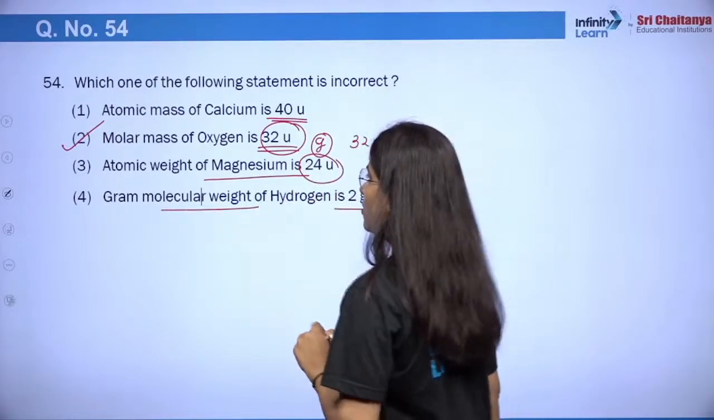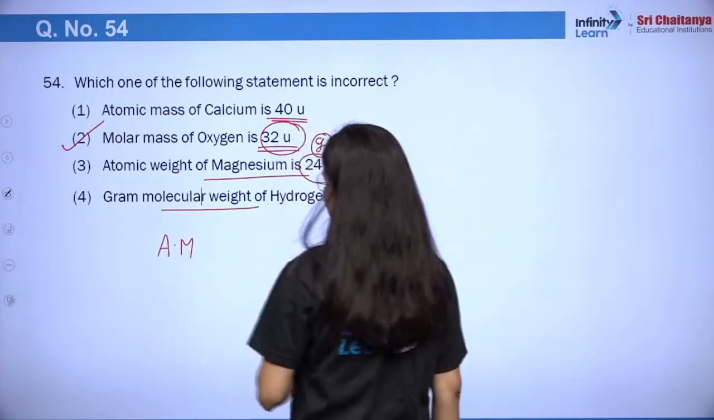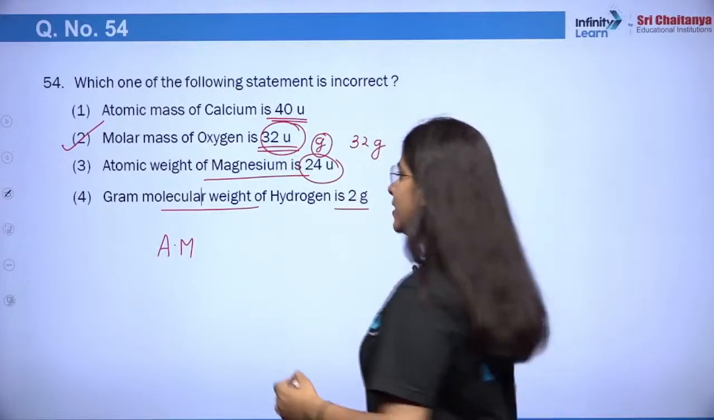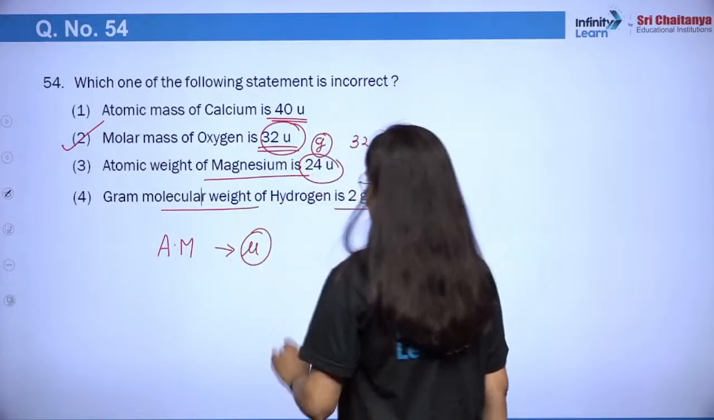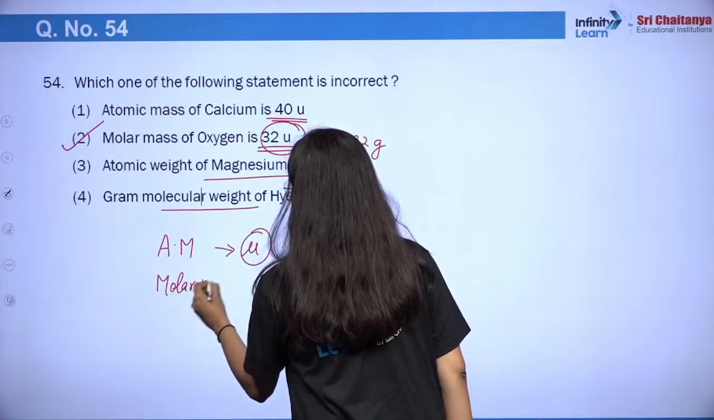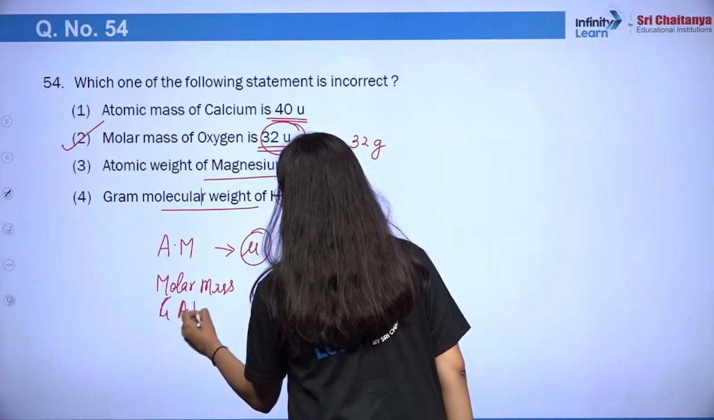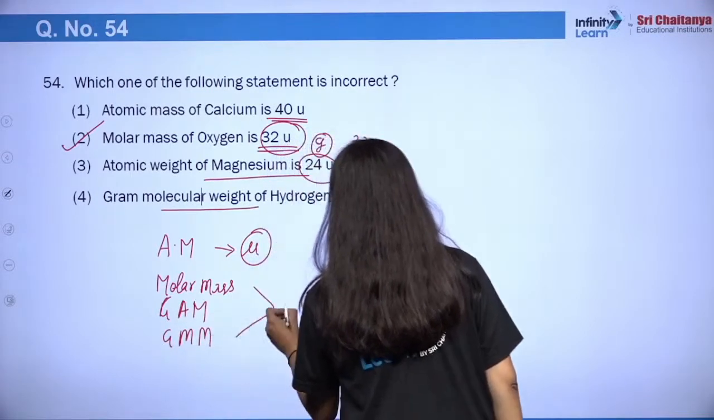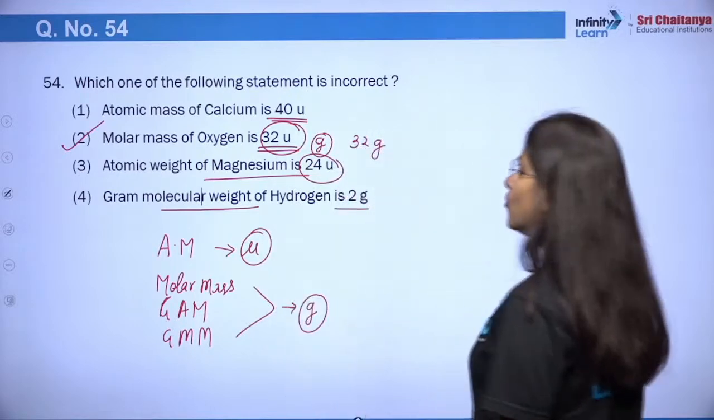Now remember, when I am talking about atomic weight or atomic mass, molecular weight or molecular mass, they are expressed in what? U, unified mass. But when I am talking about molar mass or gram atomic mass or gram molecular weight, in that case they are usually expressed in grams, right?